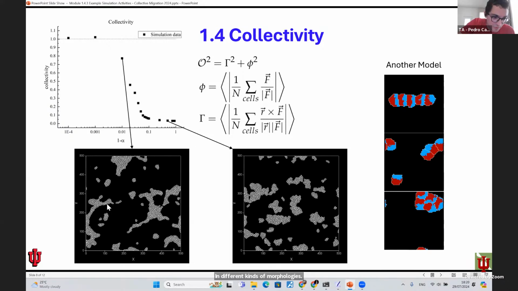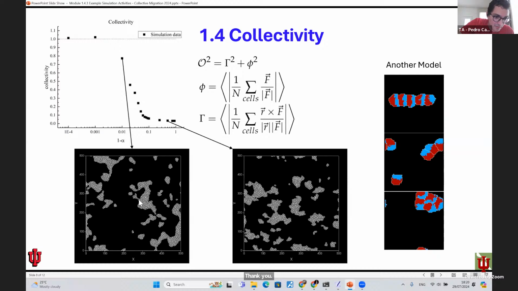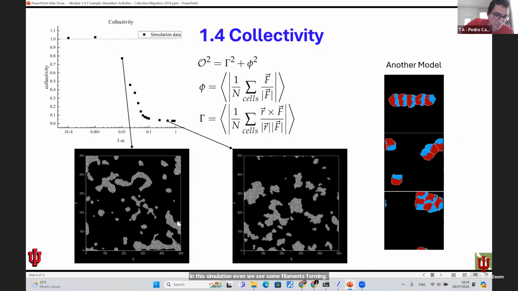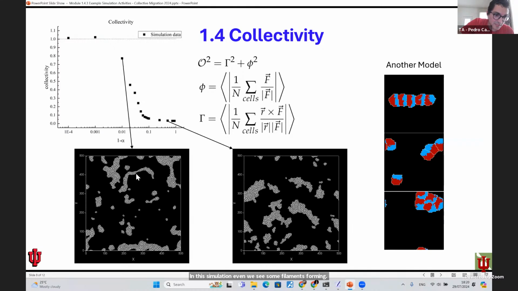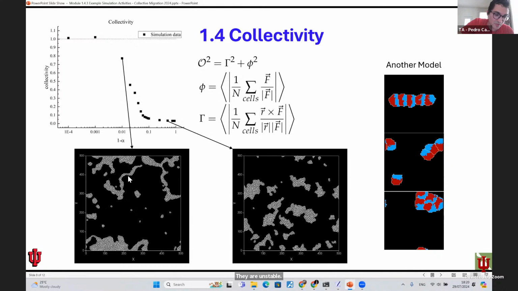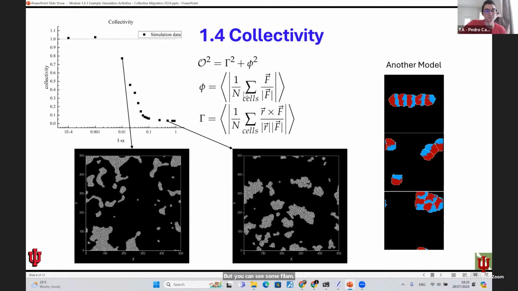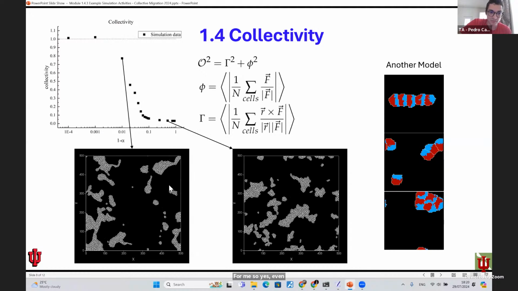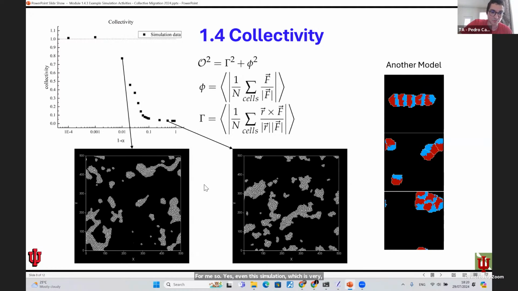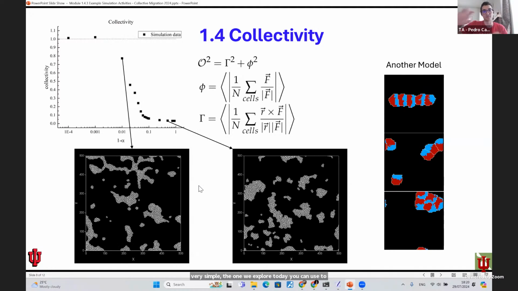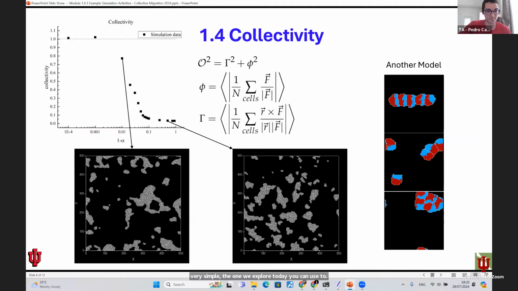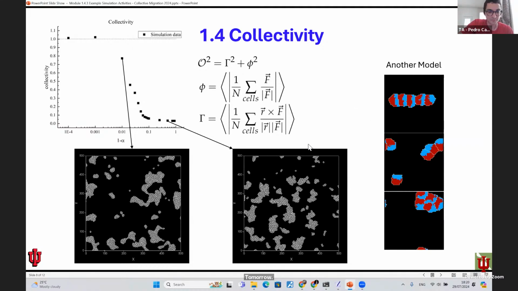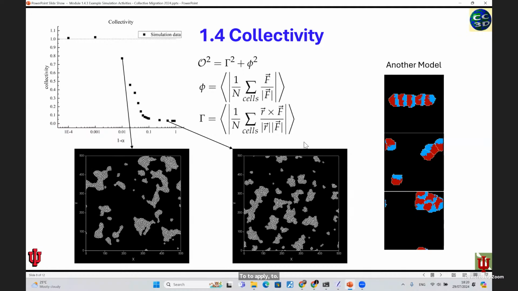In this simulation, we even see some filaments forming. They are unstable, but you can see some filaments forming. So even this simulation, which is very simple, the one we explore today, you can use to apply to lines of cells. I see.